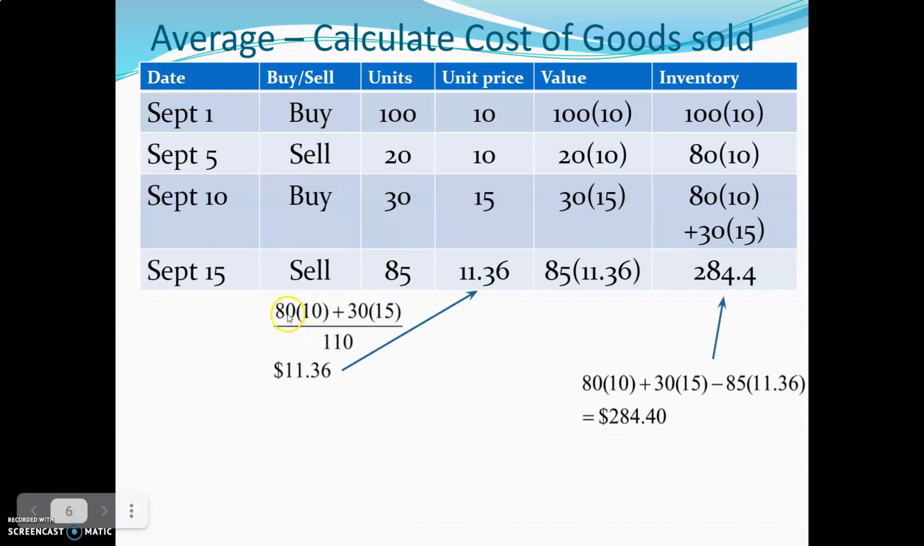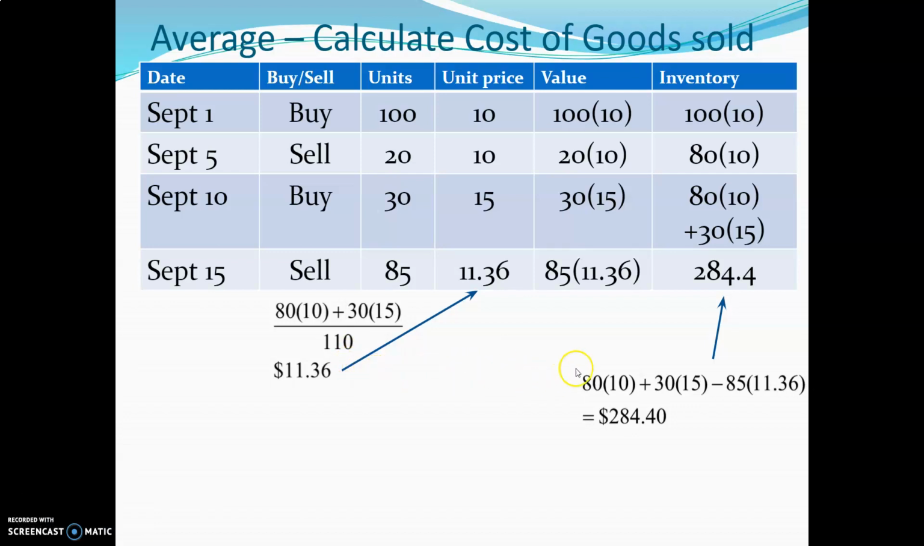Well, we've got 80 units at $10 a unit, and we've got 30 units at $15 a unit. When we add those together, we divide by 110, we end up getting 11.36. Where does the 110 come from? Well, there are a total of 80 plus 30 units. So we're taking the overall value and dividing it by the number of units that we have, whether or not we're talking about computers or something else.